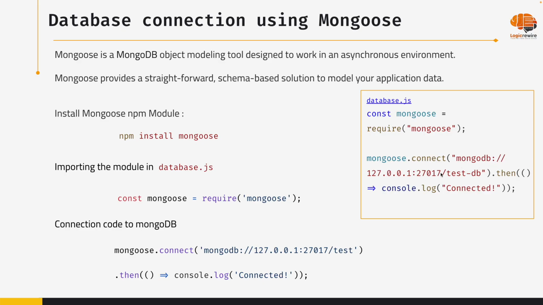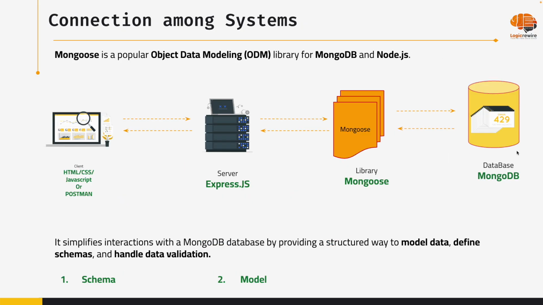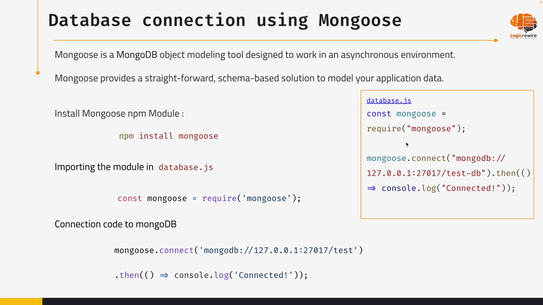So MongoDB URL with port 27017. It's the default port for MongoDB. And then the database name, test-db. So that is the database name. We are connected to this database, the one I'm talking about, in your system. Once you install MongoDB, this database will sit in your system. Now we are trying to connect to it from our server using the Mongoose library. Understood? So that we have connected. See, this is the connection we have done.